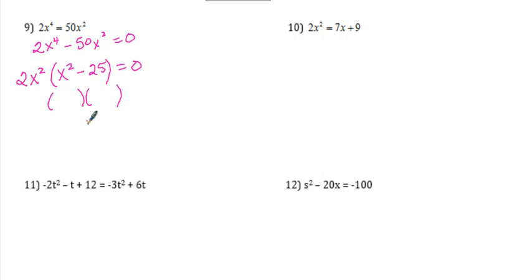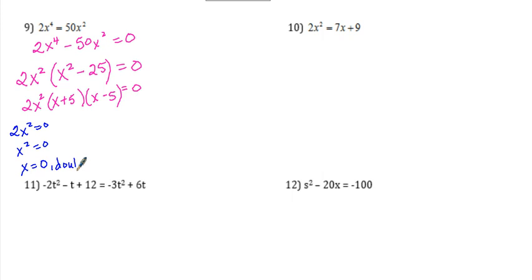You have to have that ready to go at all times. So this gets factored to x plus 5 and x minus 5. And we still had this 2x squared out here. Now, we set each factor equal to 0 and solve. So 2x squared equals 0. X squared equals 0. 0 divided by 2 is 0. And x equals, well, there is no positive and negative 0. So we just say x is 0.